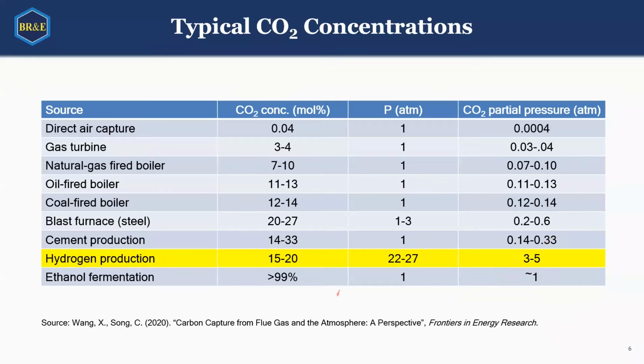But this is a pressure which finally allows CO2 to have a higher partial pressure. So there's enough force to actually capture the CO2 much more easily from the bulk stream. And then the last one would be ethanol fermentation, where you get very concentrated CO2 at very low pressure, but still, if it's concentrated, you can basically just clean it up and get yourself a very nice CO2 with a high purity.